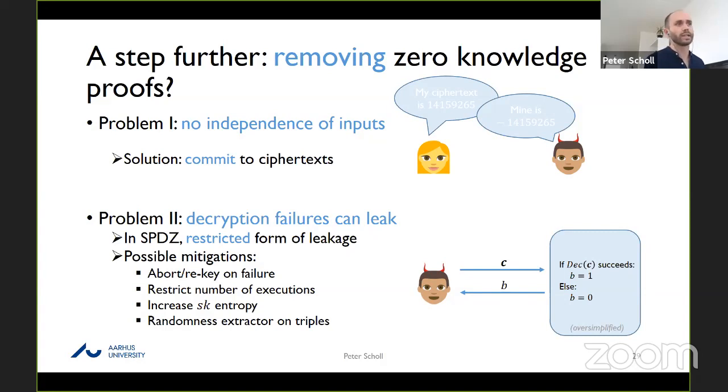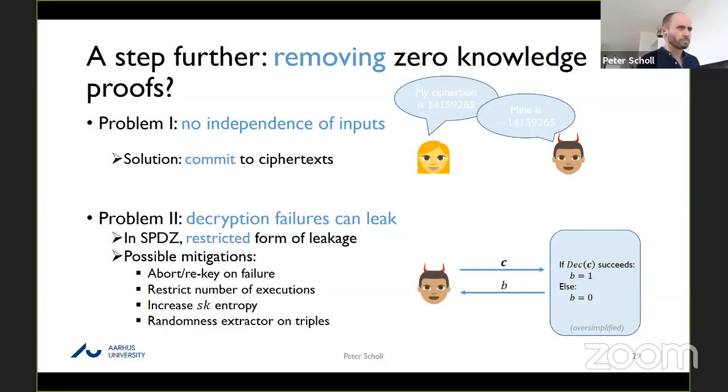As soon as they fail, then they lose the game. So at this point, if they learn something, it doesn't actually matter if we abort, because all we're doing is just random preprocessing anyway. You can also restrict the number of executions you use for any given secret key. And if you can maybe bound the leakage in some way from each possible query, then perhaps you can increase the entropy in the secret key to compensate.